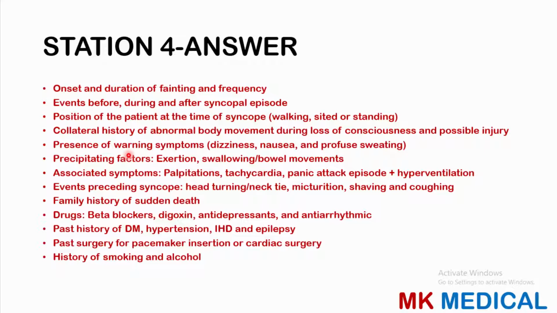But you should ask for a past medical history of diabetes mellitus, hypertension, ischemic heart disease, as well as epilepsy. Do not also forget to ask about arrhythmias. Then also ask for a past surgical history of any pacemaker insertion or any cardiac surgeries that may have been performed on the patient. And also, last but not least, a history of smoking and alcohol intake. So this is just like you're taking a normal history, but rather in a much more focused manner to arrive at a diagnosis of syncope and what exactly is causing the syncope.